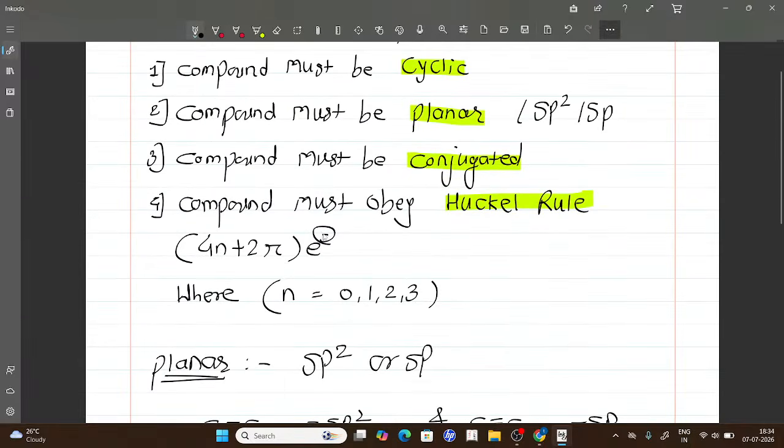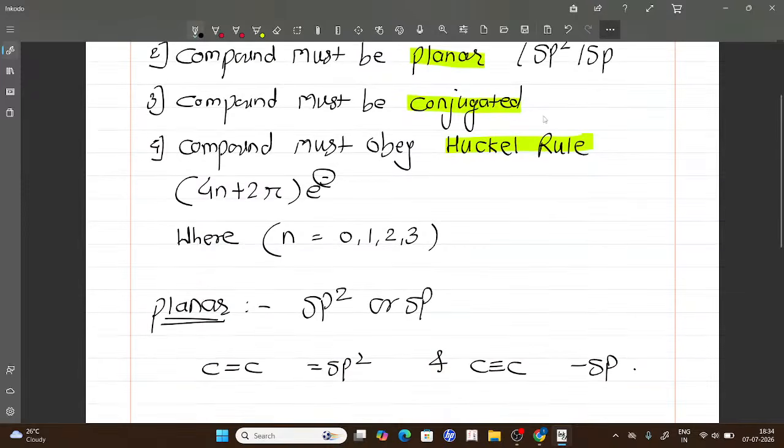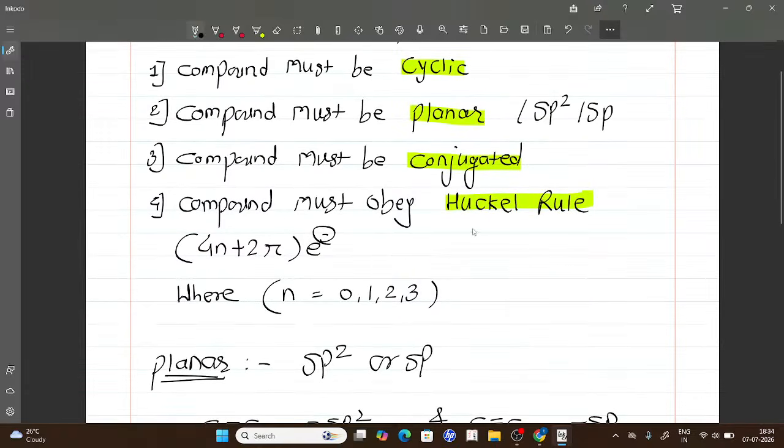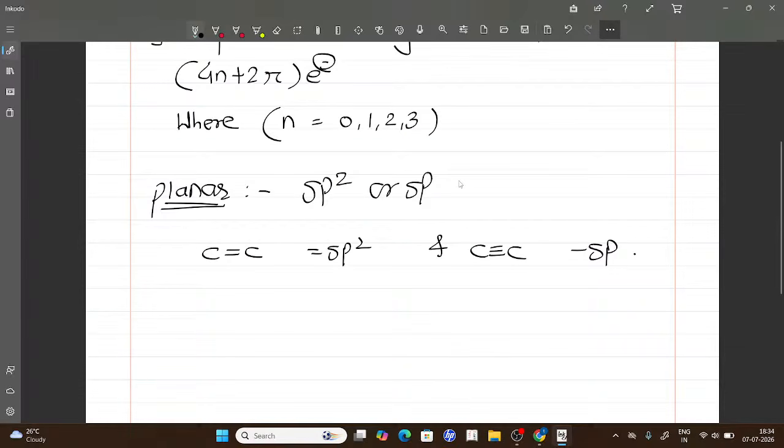So I think this second point is clear. Planar compound means sp2 and sp hybridized compound, that is, the compound which has a carbon-carbon double bond or a carbon-carbon triple bond. That is sp2 and sp hybridized, and it must be planar. Now the next one is the compound must be conjugated.